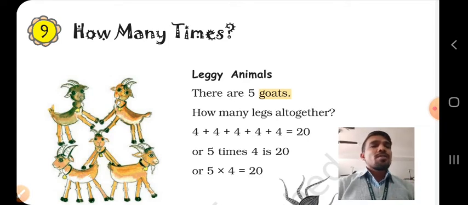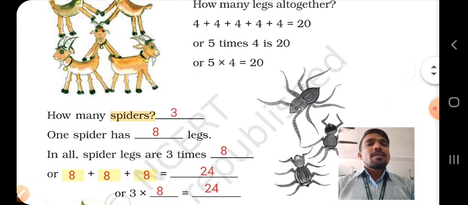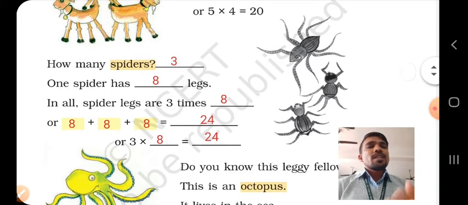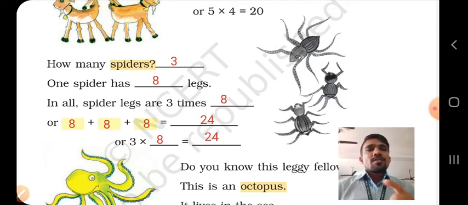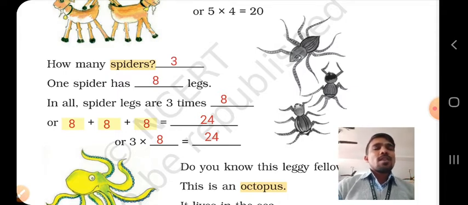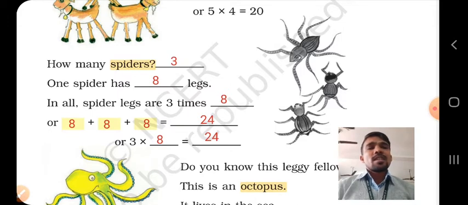So similarly we are going to do the next example. Next example is about spiders. How many spiders can you see on the screen? There are 3 spiders. Now second question. One spider has how many legs? One spider has 8 legs. Quickly count down. On one side they have 4 legs, on another side they have 4 legs. So total there are 8 legs. In all, spiders' legs are 3 times 8. In all, how many legs do these spiders have? 3 times.